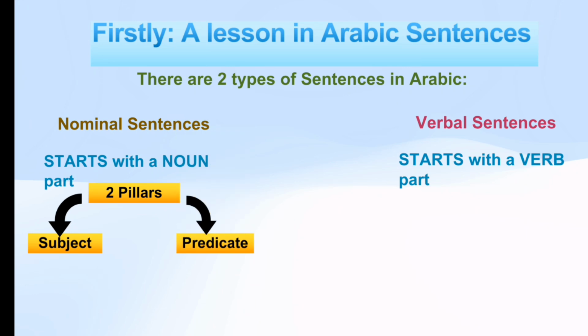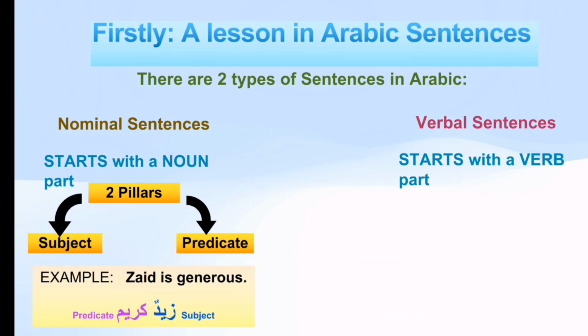The subject is the noun that we start with, what we are going to be talking about. And the predicate is the information that we are going to be giving about the subject. An example: Zaid is generous. In Arabic, this would be Zaidun Kareemun. So Zaid is the subject who we're talking about, and Kareem is the predicate, the information about Zaid, that he is generous.